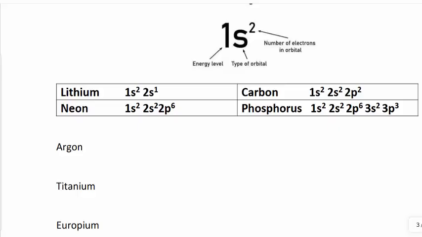So this is lithium. Lithium had 3 electrons. We did the orbital notation earlier, so it's 1s2, 2s1. Carbon had 6 electrons, so it was longer. It was 1s2, 2s2, 2p2. Neon had 10 electrons, and phosphorus had 15 electrons.